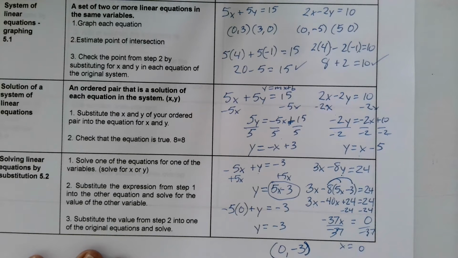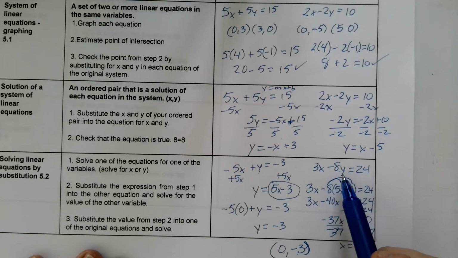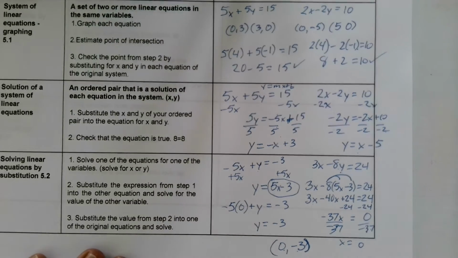Now, the thing is that we need to be able to test it and make it be true in both of our original equations. So if we put it over here in this equation, we would say 3 times 0, well, that's 0. -8 times -3 would be a positive 24. So we're left with 24 equals 24. That checks out, and that is our solution.